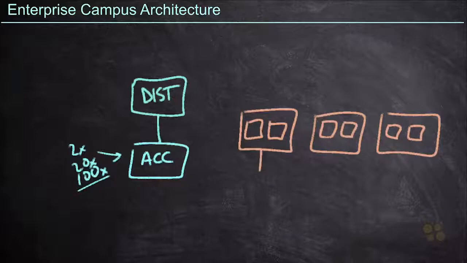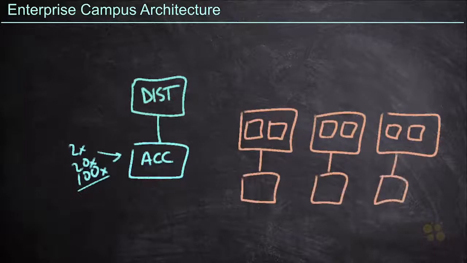And what I'd expect here is that each individual distribution block is connecting to its own access block. And the question becomes, how do I connect these distribution blocks to one another? Because I could do a full mesh of connectivity. Maybe I only have 3 different distribution blocks, 3 different buildings on my campus.